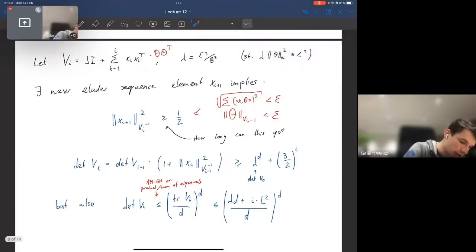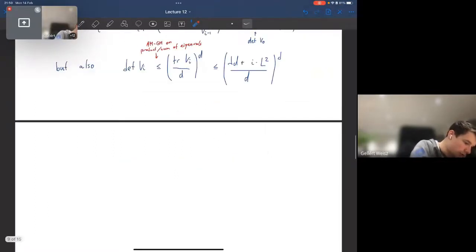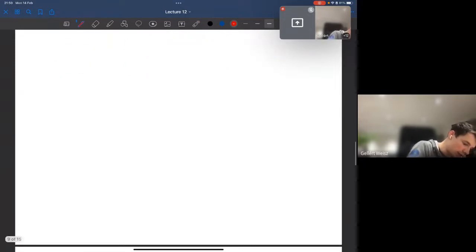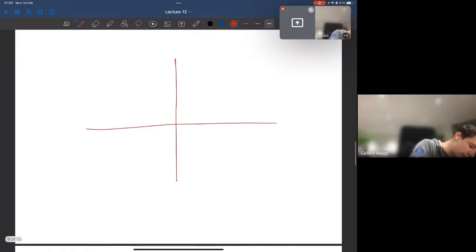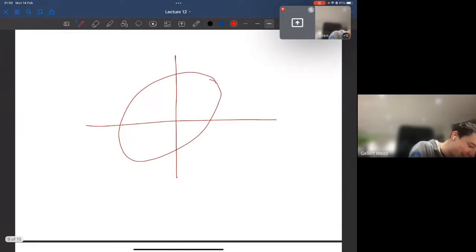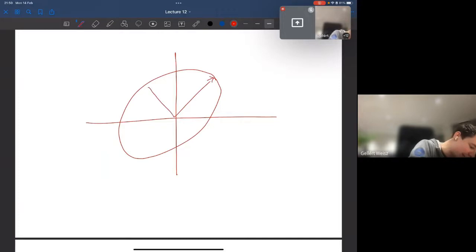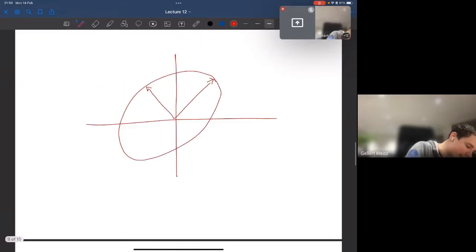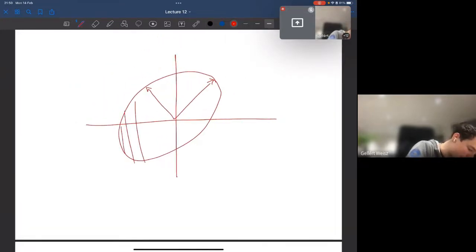if I can draw something here. Vi, you can kind of imagine this thing as an ellipsoid, right? This is a really stupid looking ellipsoid, but let's say you added this vector and you added this vector, and that's going to give you this kind of confidence region. And this ellipsoid is the places where the x's V inverse norm squared is less than some epsilon, right?